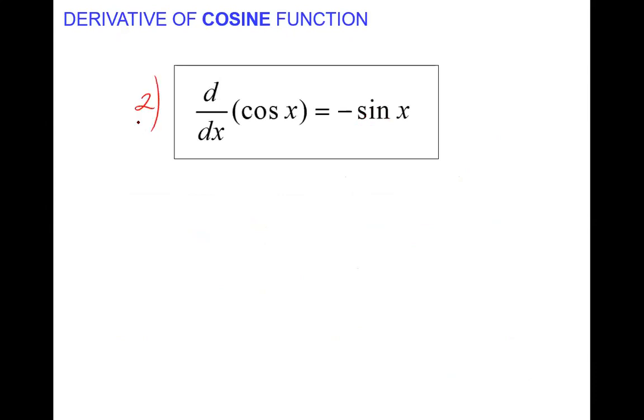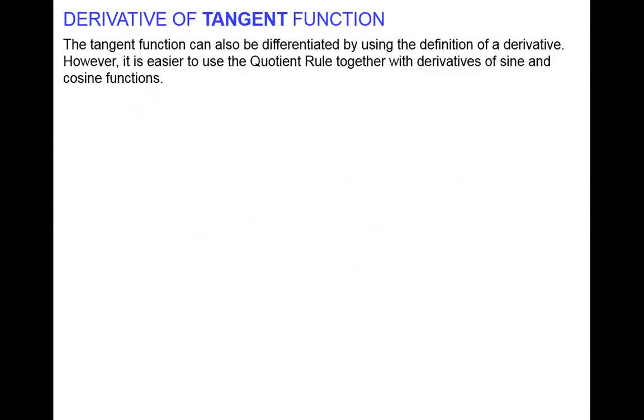And I do have the formula. Please, we really have to know them. The derivative of sine of x is cosine of x. The derivative of cosine of x is negative sine of x. Okay, then what do we have?